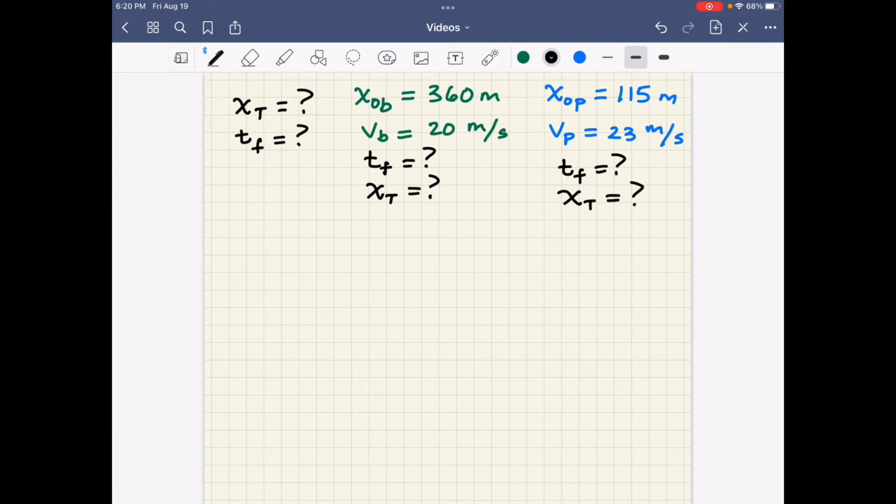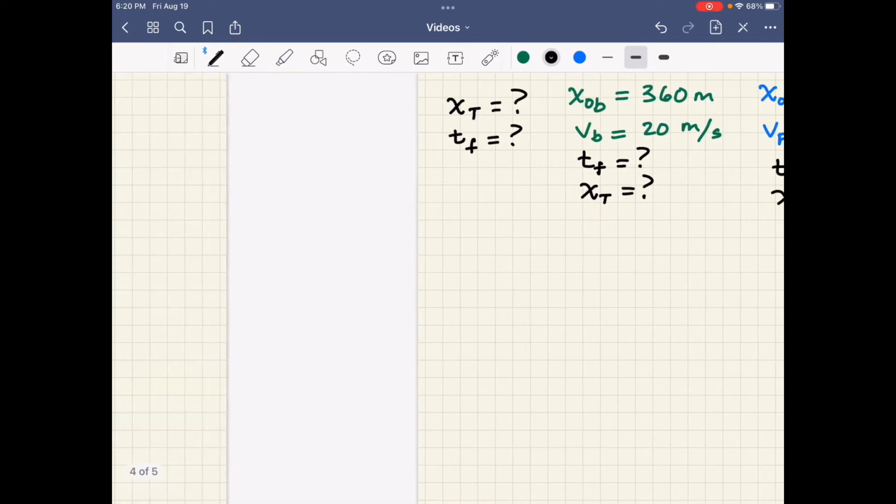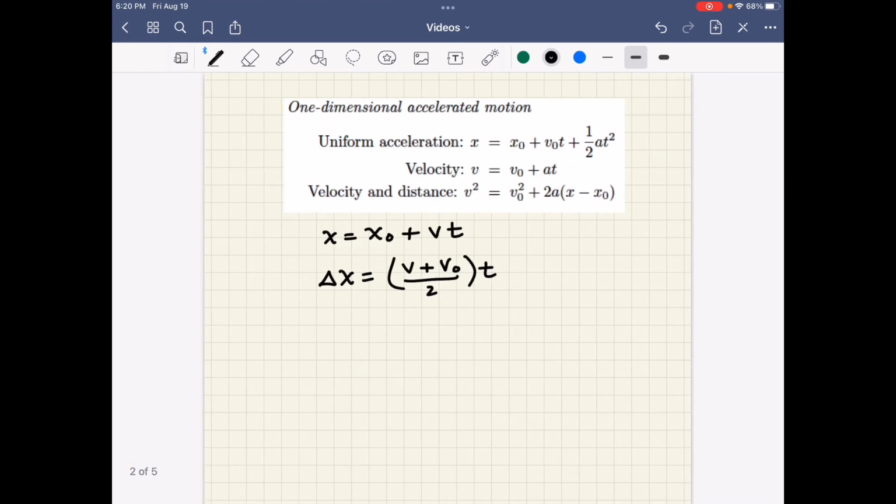Now, based on the information we have, x naught, v, t, and x final, x initial and x final for both. What is the kinematic equation we can use? Well, not this one, they're not accelerating. Not this one, they're not accelerating. Not this one, they're not accelerating. So this one, right? That's the one we want.